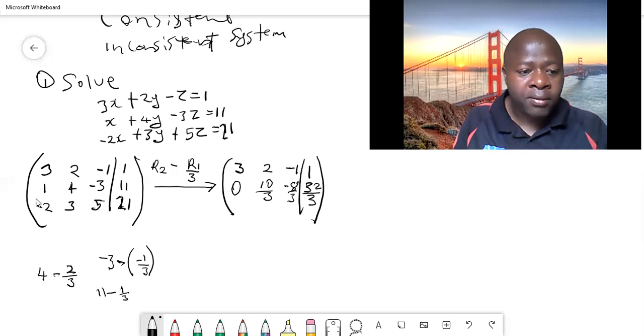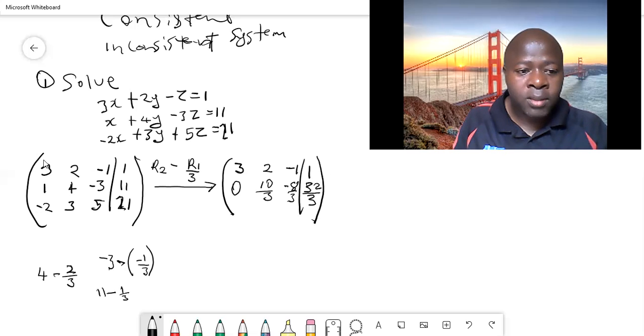Now, so we are here. We need to create a 0 in this position. Again, we're using this element. Remember, we said that we use this element to create zeros below it. So, to create a 0 in this position, I need a 2 here, so that a 2 plus this negative 2 will give me 0.